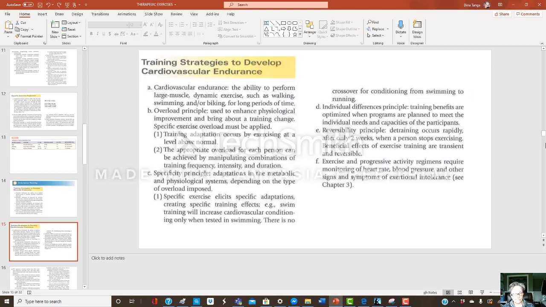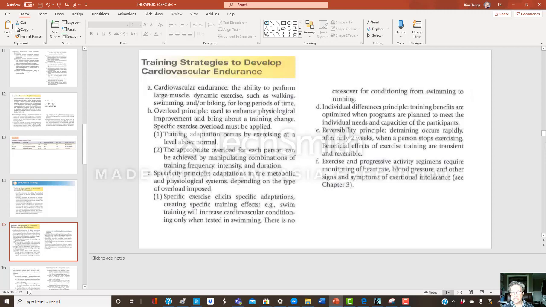Specificity principle. Adaptations in the metabolic and physiological systems depend on the type of overload imposed. Specific exercise elicits specific adaptations, creating specific training effects. For example, swim training will increase cardiovascular conditioning only when tested in swimming. There is no crossover for conditioning from swimming to running.